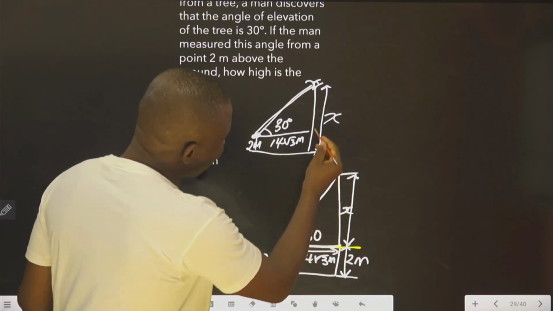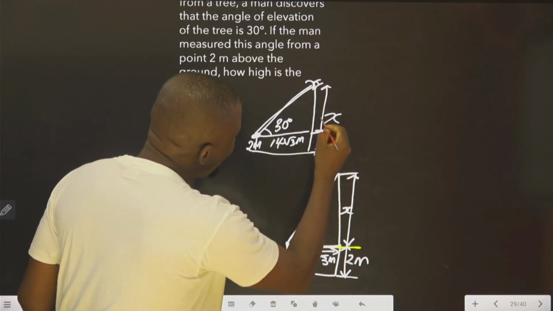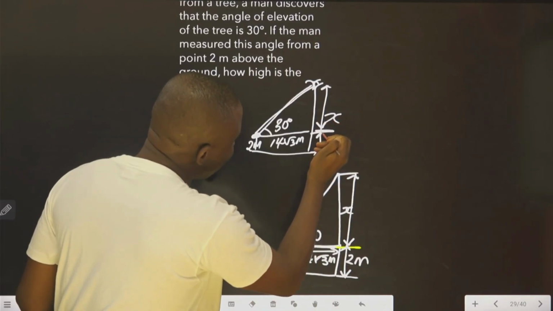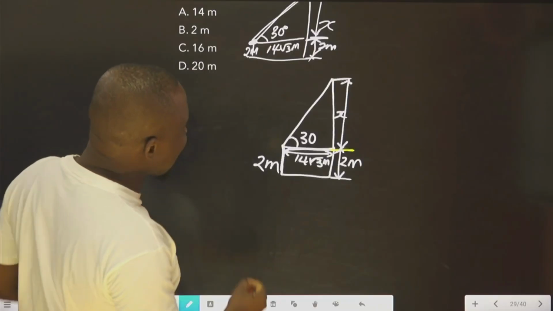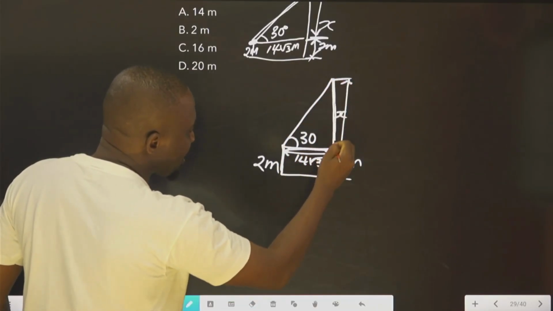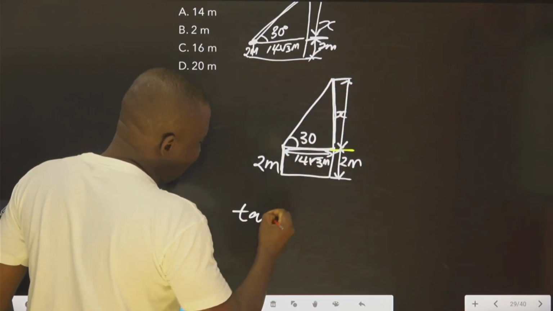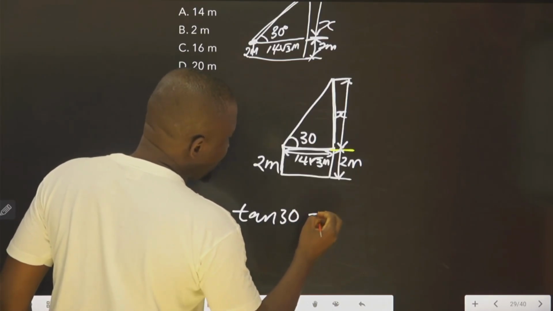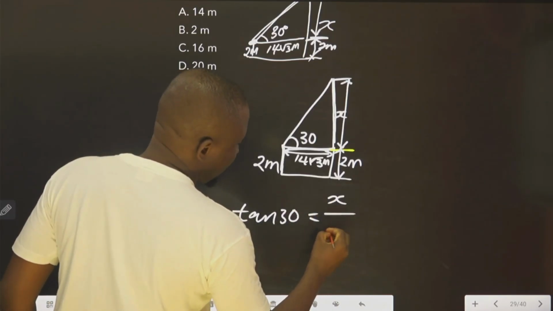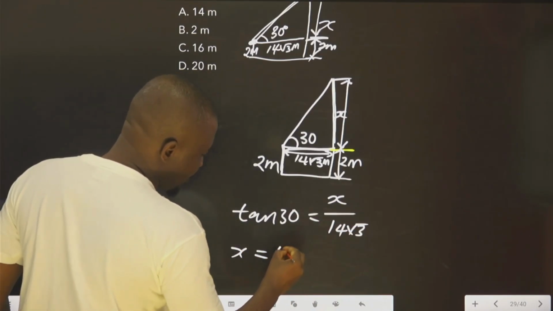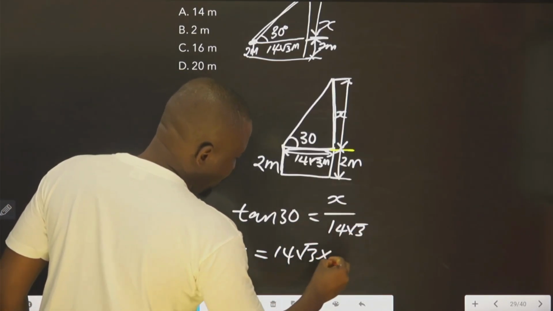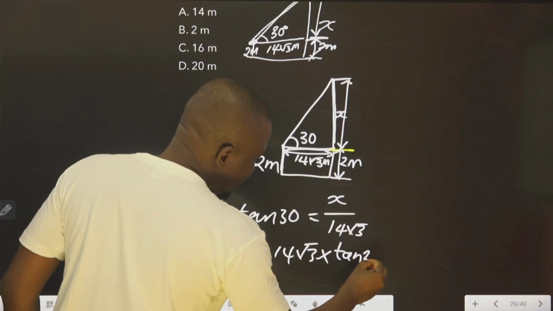Let's call this S. So let us not call everything S again. Let's just call only this X. This is already known to be 2 meters. So therefore, to get S, opposite and adjacent, that is tan. Tan 30 is equal to opposite over adjacent. So S therefore is 14 square root of 3 multiplied by tan 30 degrees.